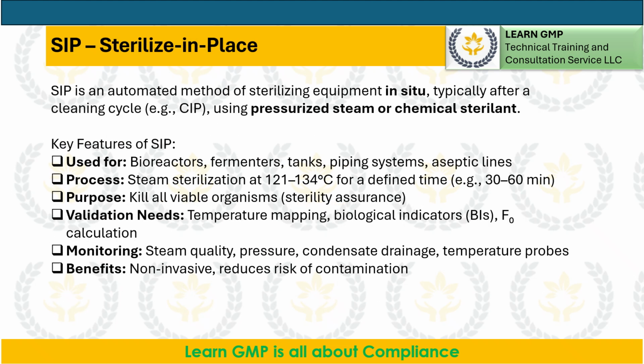SIP, Sterilize in Place. SIP is an automated method of sterilizing equipment in situ, typically after a cleaning cycle, for example, CIP, using pressurized steam or chemical sterilant. Key features of SIP. Used for bioreactors, fermenters, tanks, piping systems, and aseptic lines. Process. Steam sterilization at 121 to 134 degrees Celsius for a defined time, for example, 30 to 60 minutes.